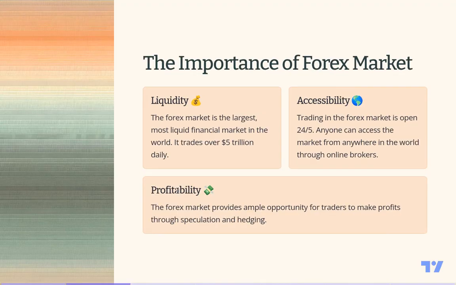Now, the importance of the forex market. There are three important things about the forex market. Number one is liquidity. Number two is accessibility, and number three is profitability. So, let's start with liquidity. The forex market is the largest and most liquid financial market in the world, and this is why I love forex. It's very liquid. It's over $1 trillion daily. The forex market is so liquid that you can literally save your entire capital in it.